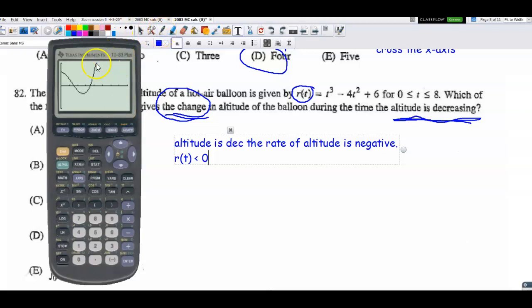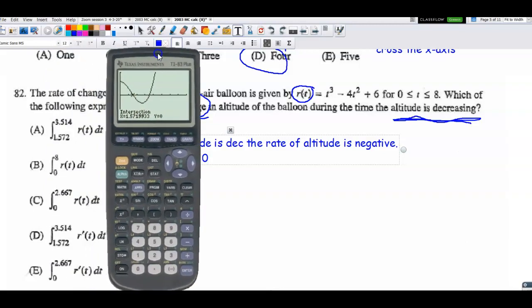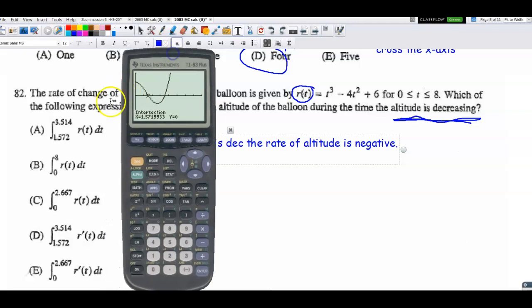So in this region, we can see that the R of t graph is negative in this region right here. So I'm going to find those 2 points of intersection. Second calc number 5. Remember that the calculator finds the point of intersection that it's closest to. Enter, enter, enter. So I'm going to have a low value of 1.572. So it could be A.